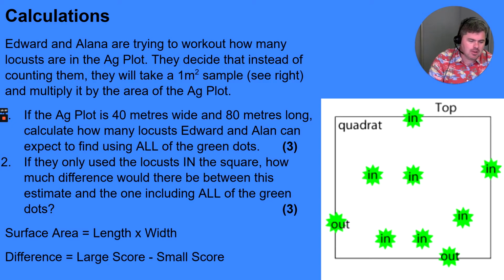So we see in the green dots, some of them have out on them and some of them have in. So we're using all of the green dots. If they only use the locusts in the square, how much difference would there be between this estimate and the one including all of the green dots? So for the second one, we need to find a difference. Okay, now I'm going to give you a few minutes.